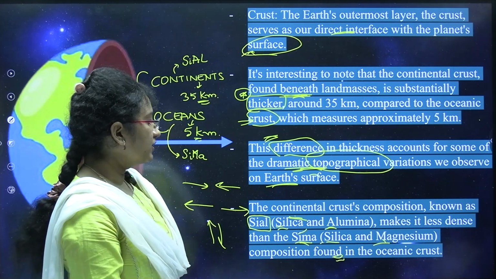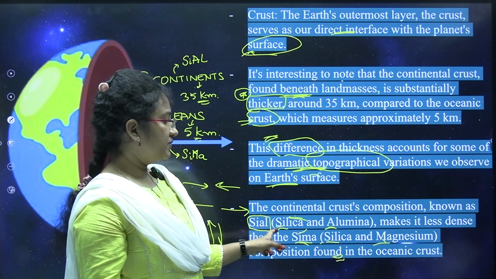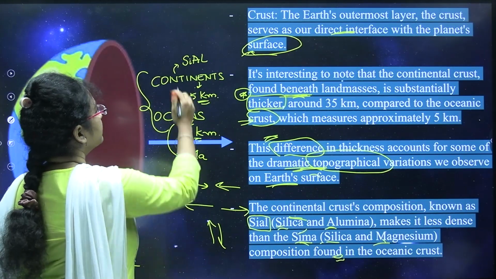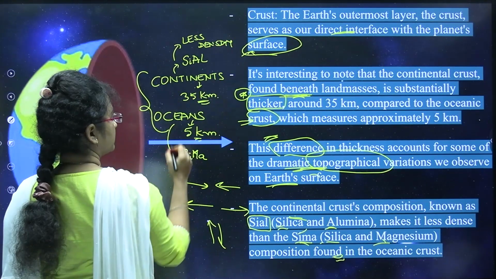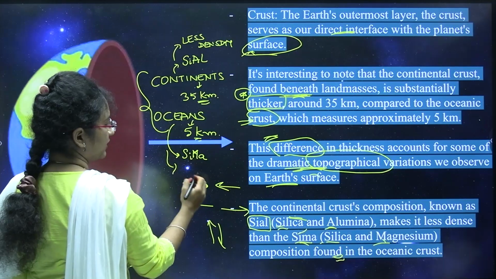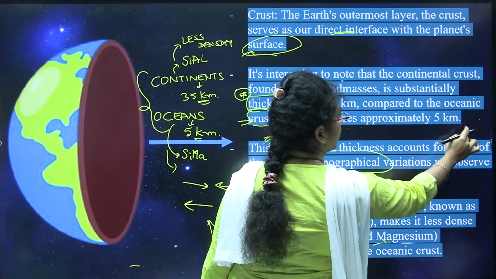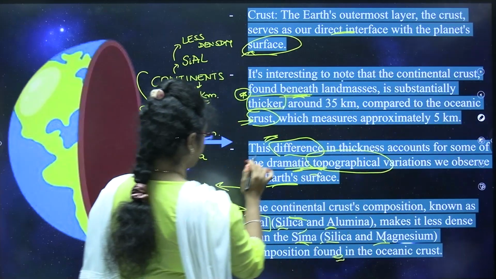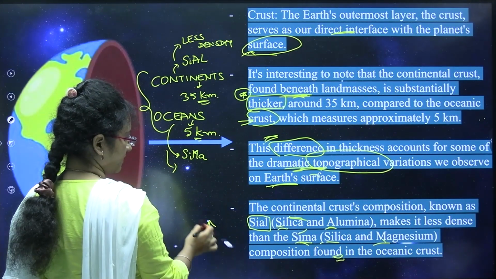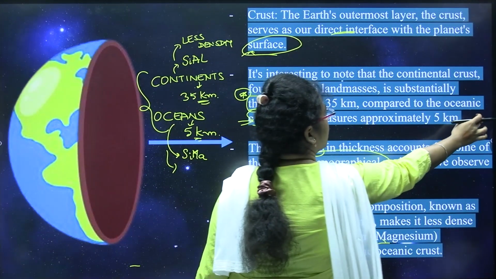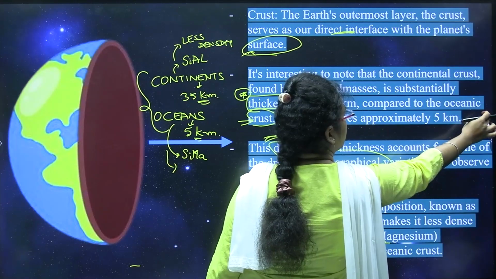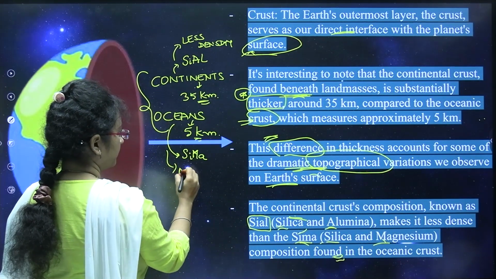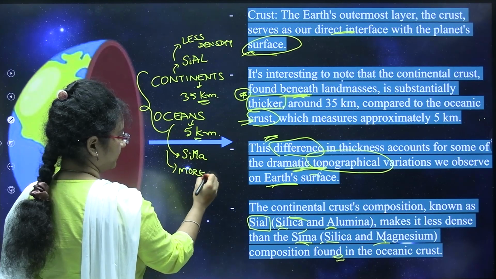Right. So the continental crust has Sial, which makes it less dense. In terms of density, here the density is less and here it has more density. So you have to remember all these points, the comparison between the continental crust and oceanic crust. The comparison is also very important for us from the examination point of view. Try to memorize this difference also. Right. So it has more density.